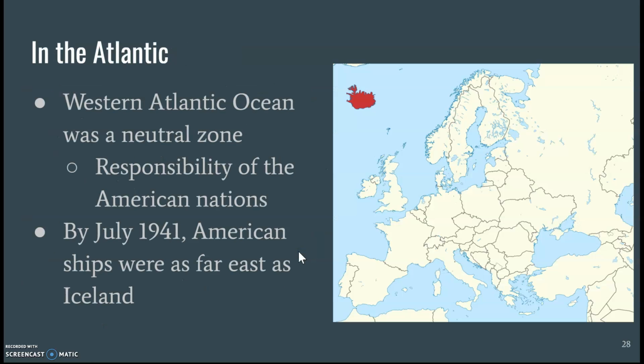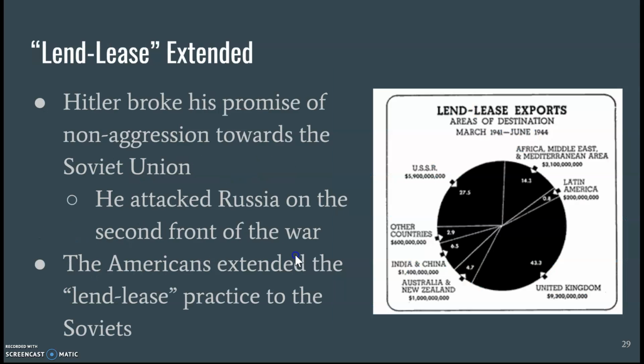In the Atlantic, we are chilling as far as Iceland. Iceland is the highlighted red country right here. And wasn't it earlier that I said that ships were not allowed in these warring regions? But the Western Atlantic was technically a neutral zone and a responsibility for America to protect.